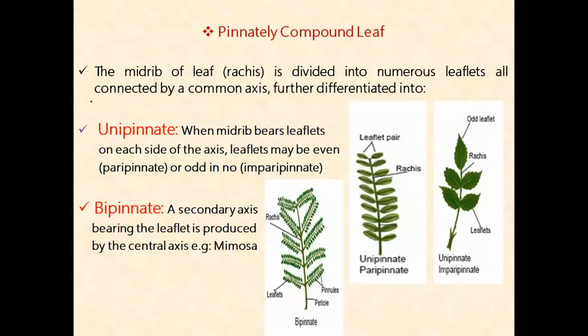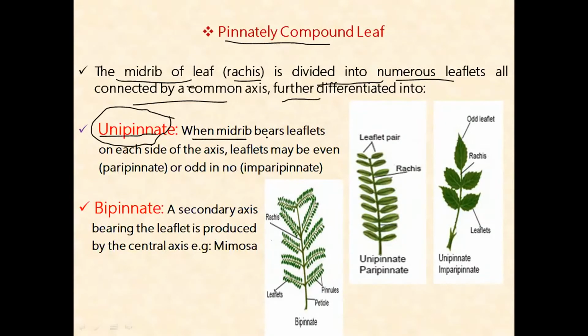The compound leaves are further divided into pinnately compound leaf. Here, the midrib of the leaf, which is also known as rachis, is divided into numerous leaflets, all connected by a common axis. And these are further differentiated into unipinnate type. Here, when the midrib bears leaflets on each side of the axis, it is known as unipinnate. The leaflets may be even, which is known as paripinnate, or they may be odd in number, which is known as imparipinnate. So you can see here these two types.